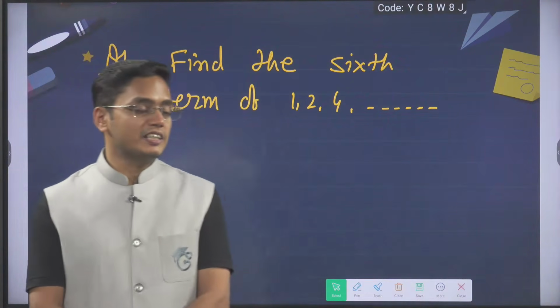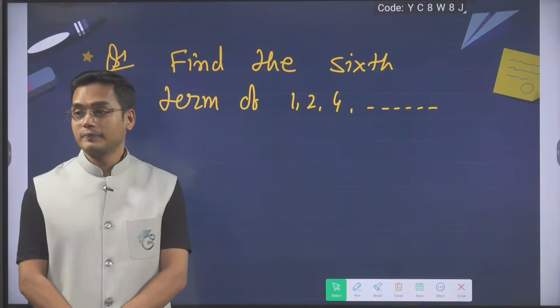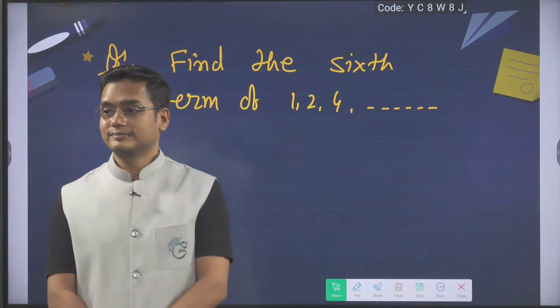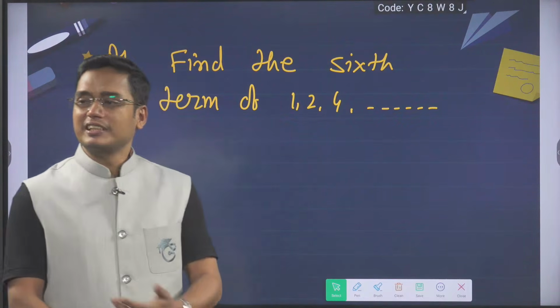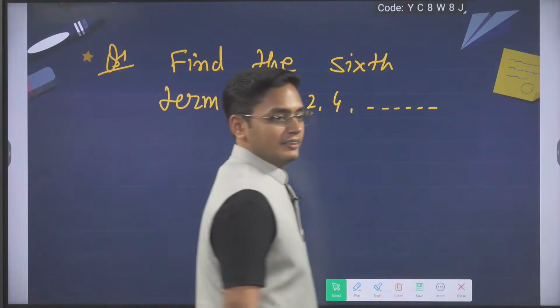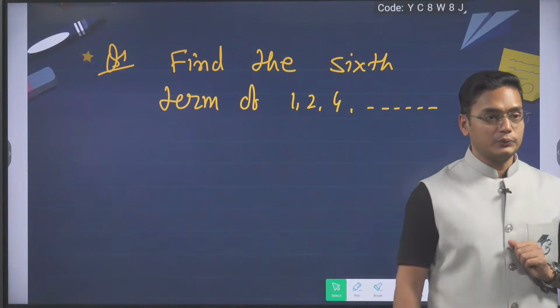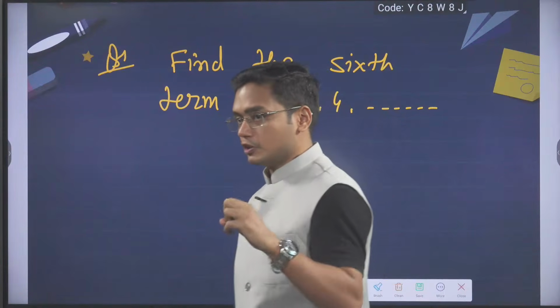GP. Netra is saying GP. Very good, Netra. But how did you decide? This is GP. Why not AP? Someone is saying AP. So how do we decide? Let me tell you. AP means the difference should be the same, a common difference. And GP means a common ratio.